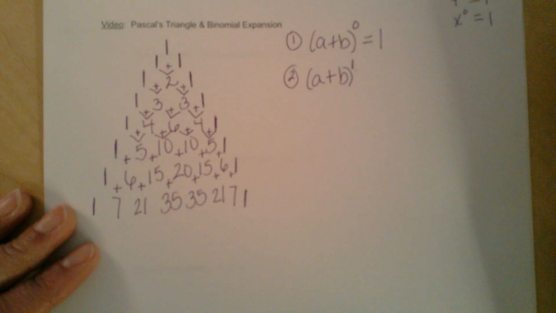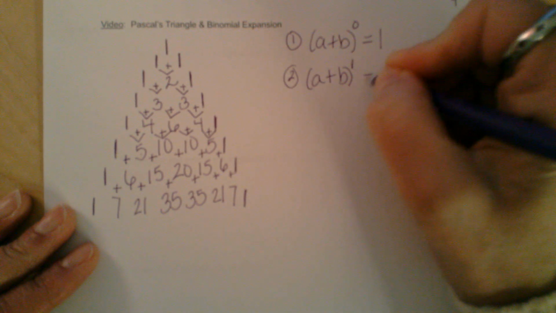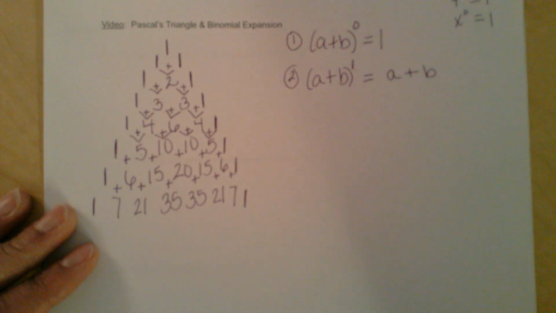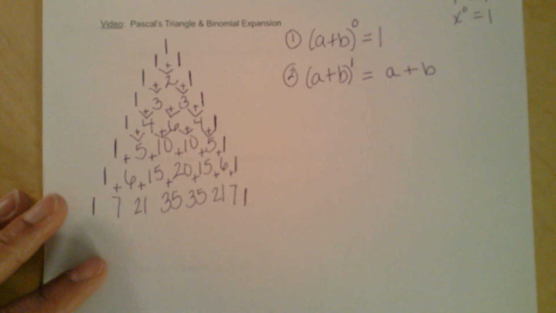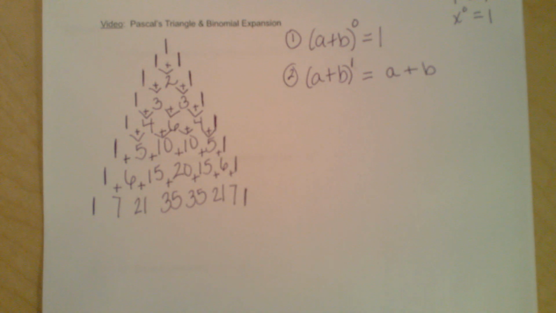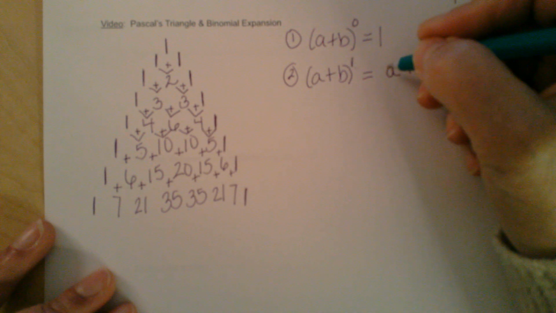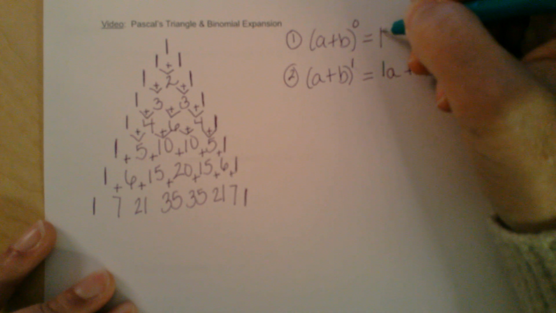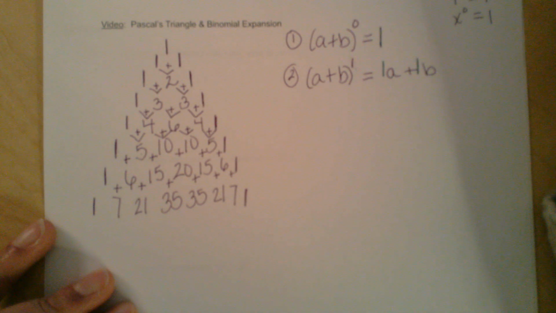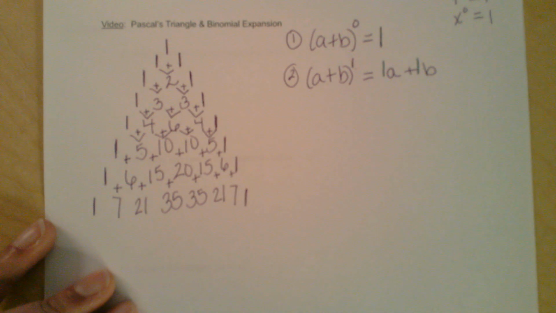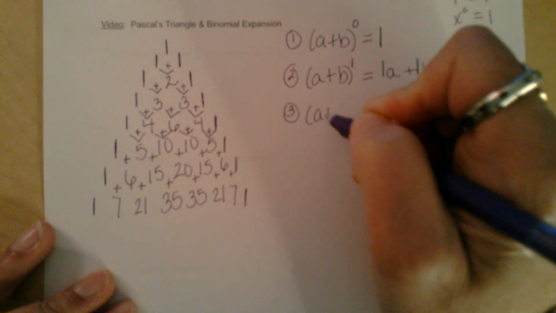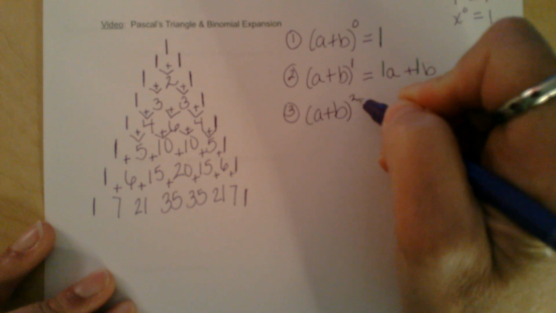Okay, a plus b to the first power, well, that we can just remove the parentheses. It's a plus b. That's it. To the first power just means it's just itself, and so it's a plus b. I'm going to use a different color now because the coefficient of a is 1 and b is 1. And we got 1 here. That's very interesting.